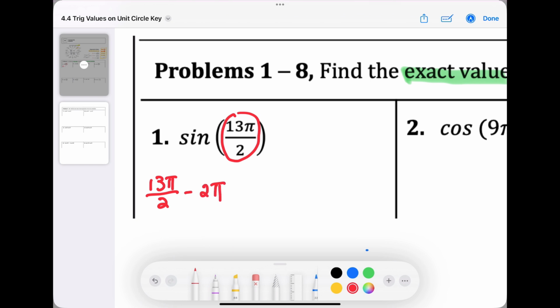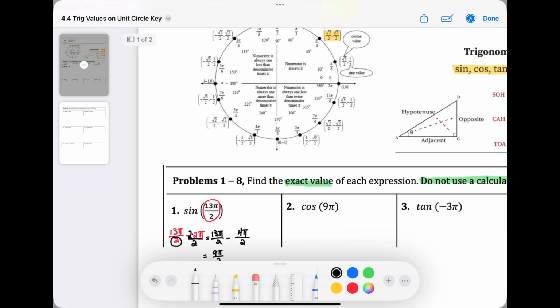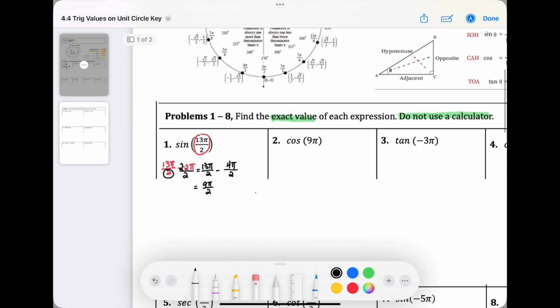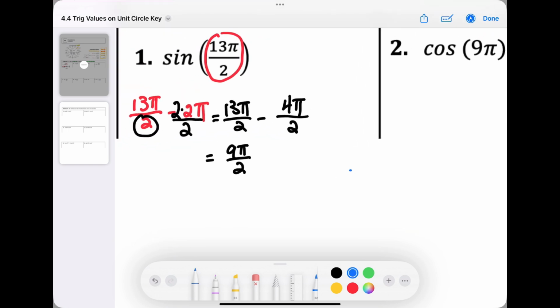So I'm going to minus 2 pi. Now we talk about denominator, it is 2. So I'm going to make everybody have 2. So 2 pi over 2, that gives me what? 13 pi over 2 minus 4 pi over 2. Now housekeeping. 13 pi minus 4 pi, you got 9 pi over 2. Now you may say that, I do not see 9 pi over 2 on the unit circle. What's going on? That means still too big.